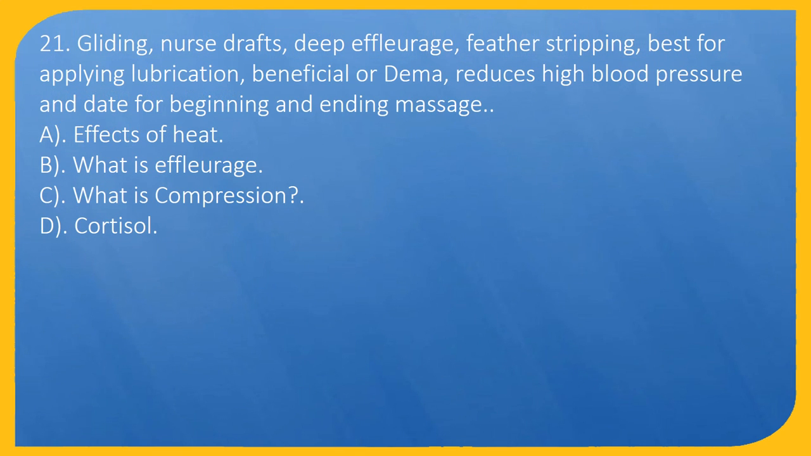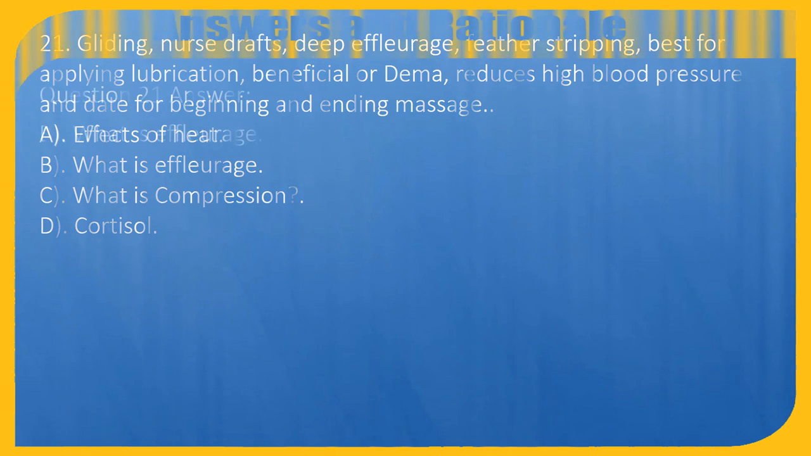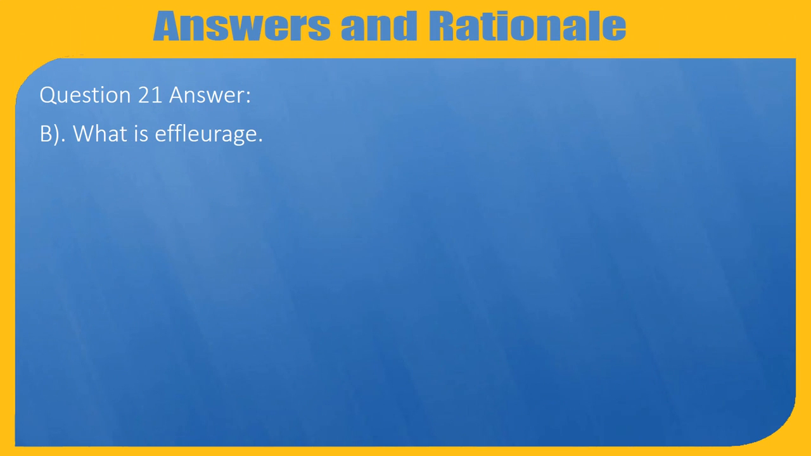Question 21. Gliding, nerve strokes, deep effleurage, feather stroking, best for applying lubrication, beneficial for DOMS, reduces high blood pressure, and used for beginning and ending massage. A. Effects of heat. B. What is effleurage? C. What is compression? D. Cortisol. Question 21. Answer B. What is effleurage?